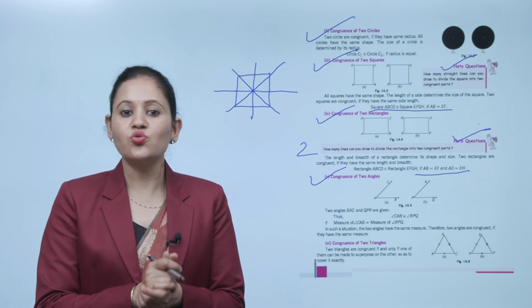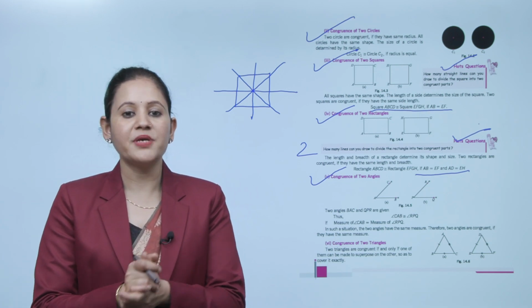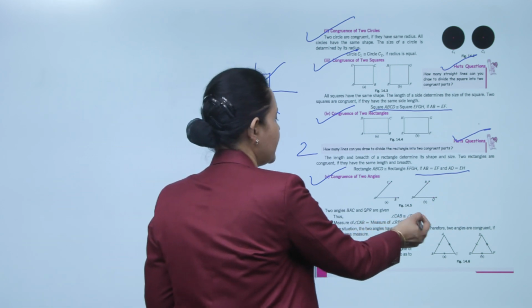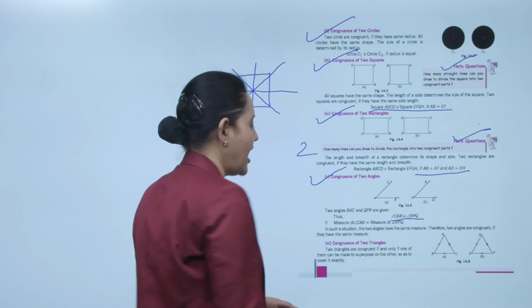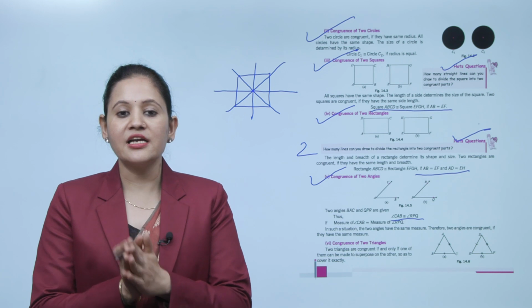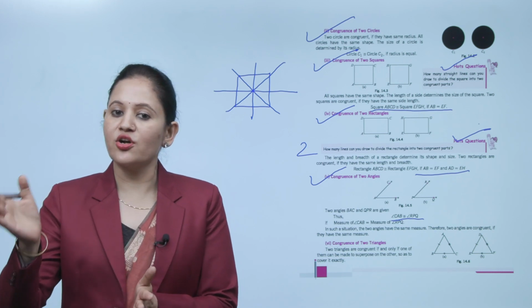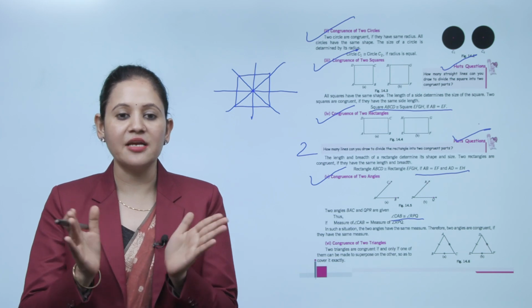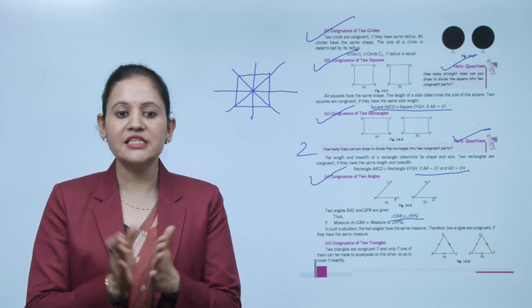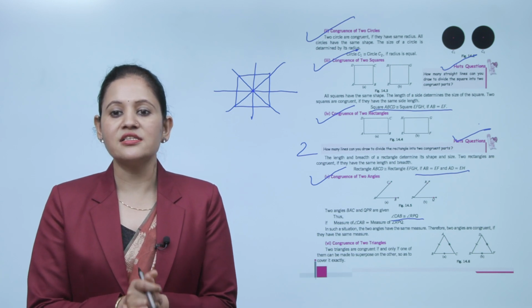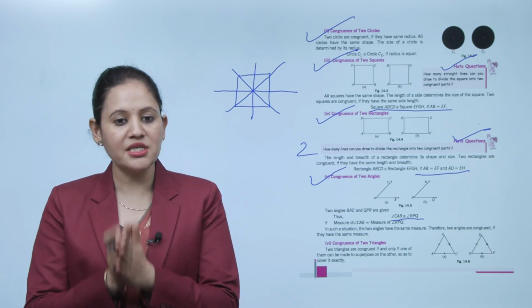In this case, two angles BAC and QPR are given. Thus, angle CAB is congruent to angle RPQ when the measure of angle CAB equals the measure of RPQ, meaning if the measures of both angles are the same, they are congruent. In such a situation, two angles have the same measure. Therefore, angles are congruent if they have the same measure.